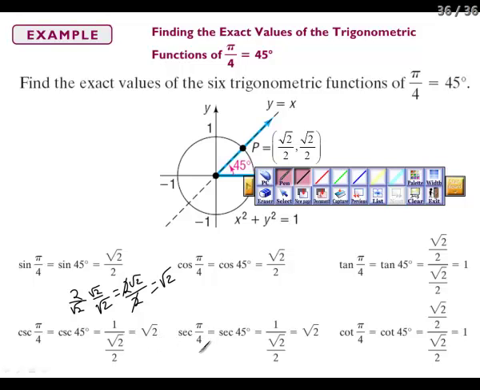Well, secant is the reciprocal of cosine, and you're going to get the same thing there. 1 over square root of 2 over 2, and so that becomes just the square root of 2. Well, since tangent is 1, the reciprocal of 1 is just 1, so cotangent is also going to be 1.